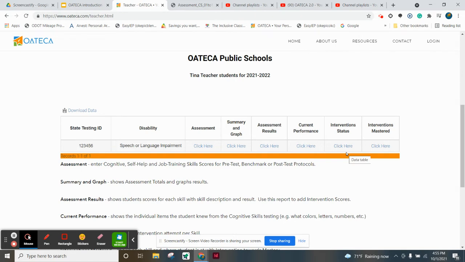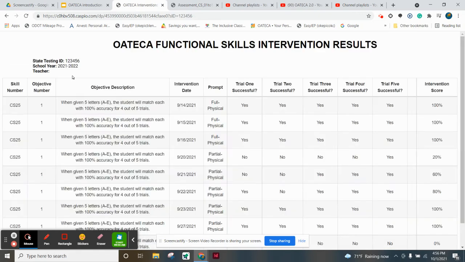To find out how the interventions have been going, you will click on Intervention Status, and it will pull up the school year, and then you are going to be looking at interventions from the last assessment, which was our pre-test so far this year. And now you will see your interventions that have been given to this student. We started with a full physical prompt, which you see here.